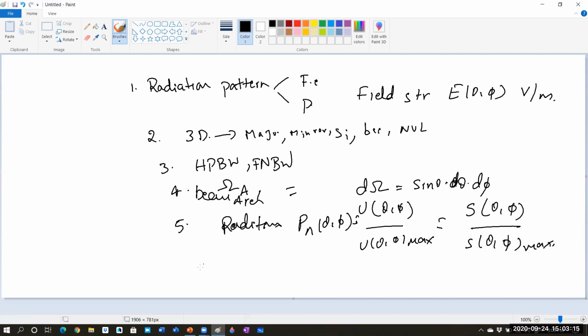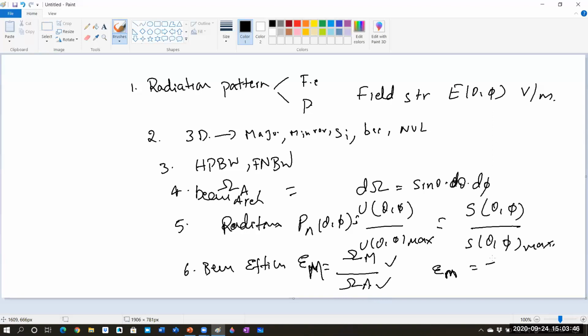And next one is beam efficiency, denoted by epsilon M. This is sigma M by sigma A, that is main beam area divided by total beam area, which gives the beam efficiency. The next one is the stray factor, which is denoted by a small m, while the beam efficiency has a capital M. This is the minor beam area divided by total beam area, which gives the stray factor.